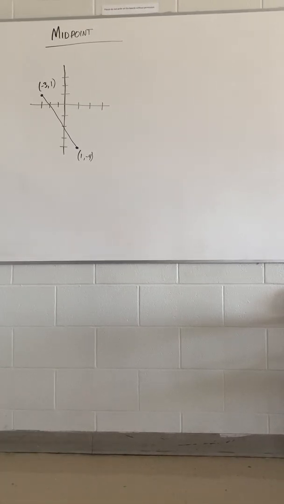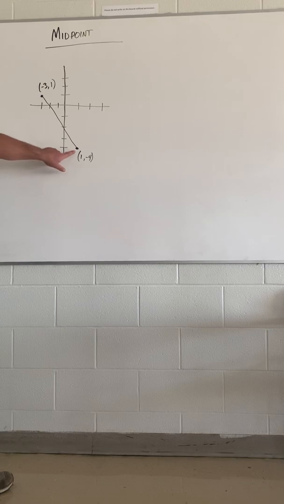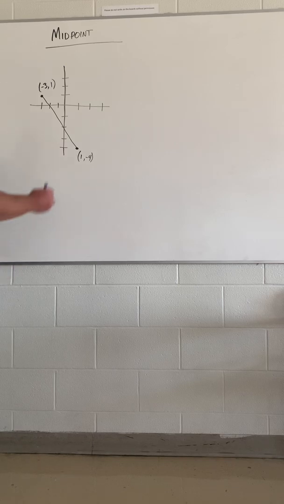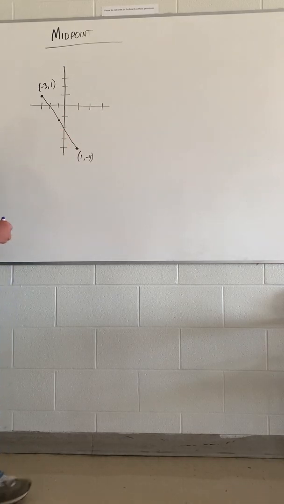In this video, we're going to discuss how to find the midpoint of a line. So we've got a line that starts at -3, 1 and goes to 1, -4. We want to find the middle point of this. So somewhere in this general area is what we're looking for. Okay, because that's pretty much in the middle. I know it's not perfect.